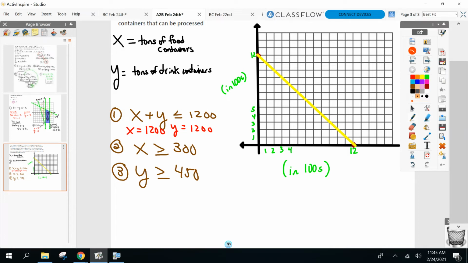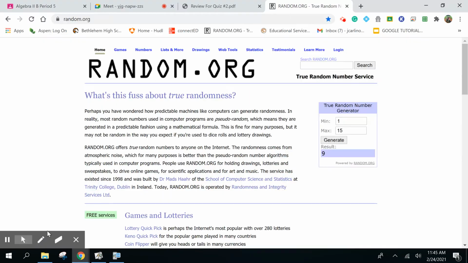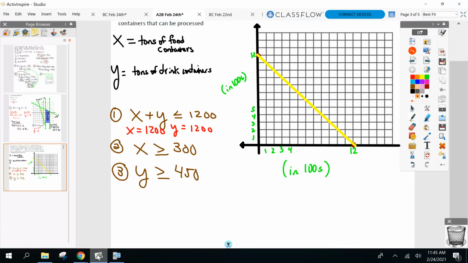So if 0, 0 worked, should I be shading above or below this line? Nick, going back to you, above or below if it worked? Below, yep. And again, guys, don't get nuts here. Let's go below. I just need a couple lines that say we're going below.